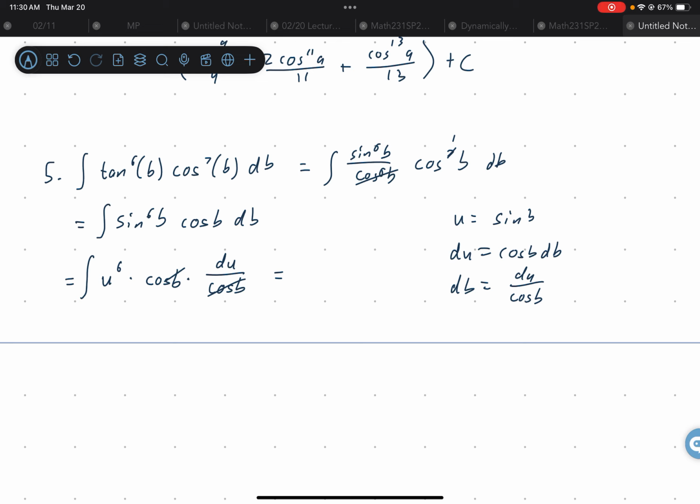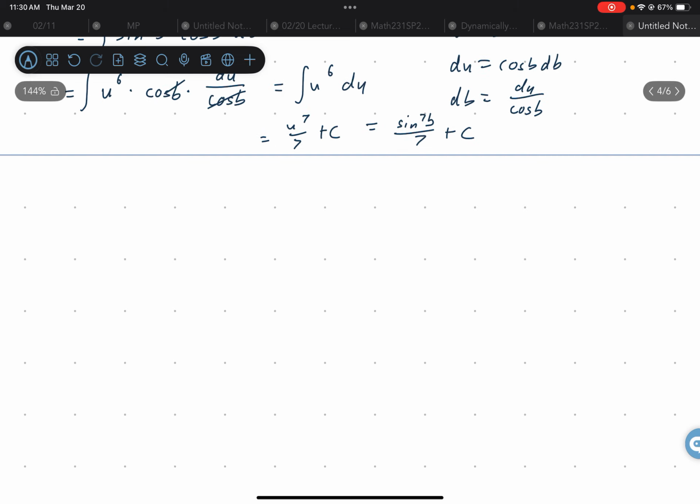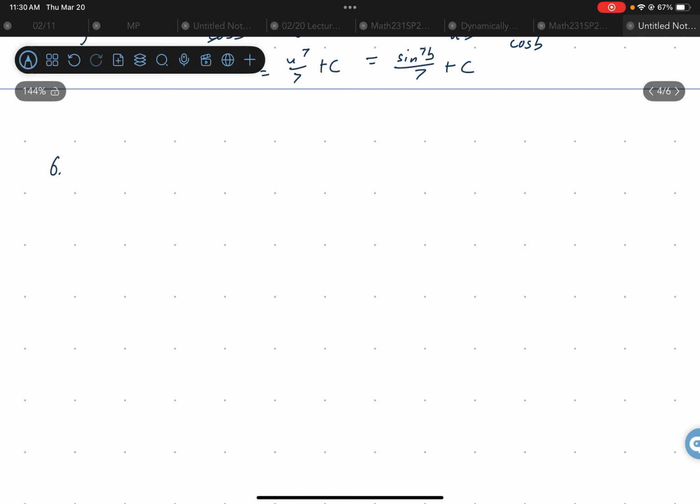We have integral u to the 6 du, and we can easily integrate this. It's u to the 7 over 7 plus c. So that's going to be sine to the 7th b over 7 plus c. Cool. So that's just another simple U-sub, but you have to simplify the term first before you get started. Let's go down to another one.